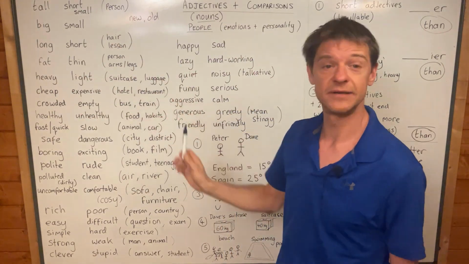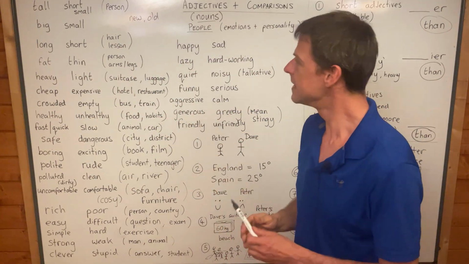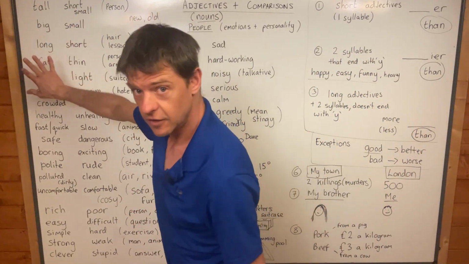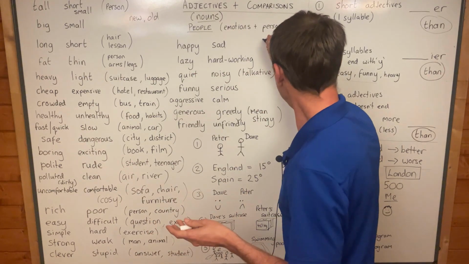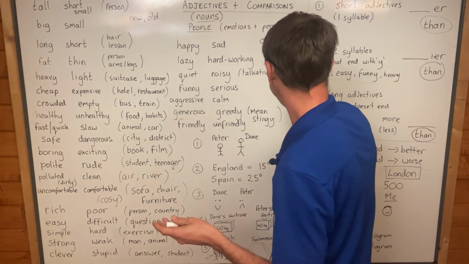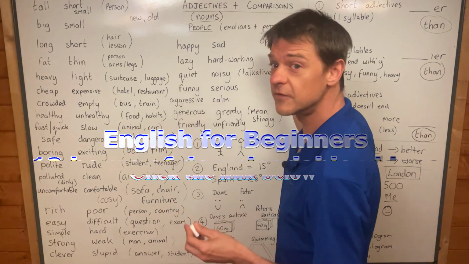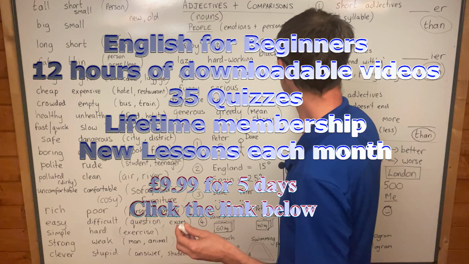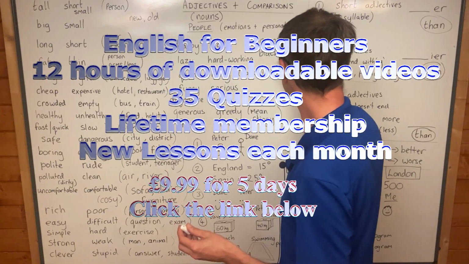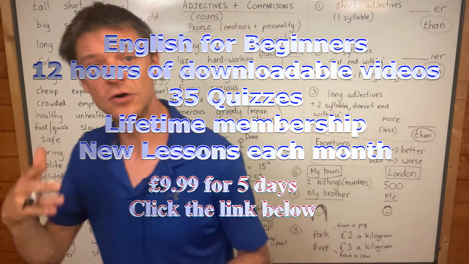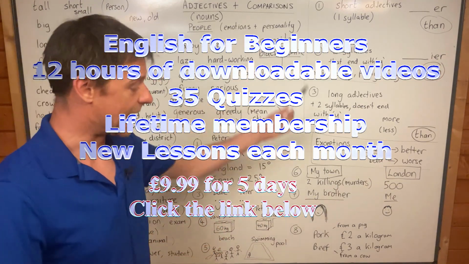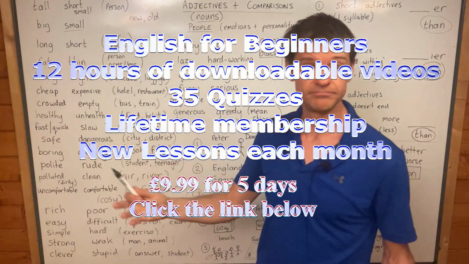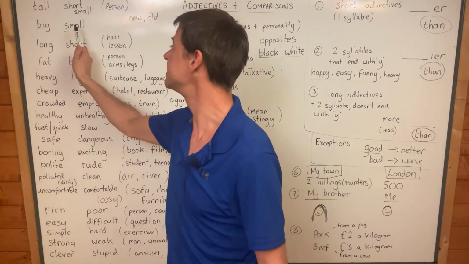Adjectives describe nouns. Okay, so we will learn opposites. For example, black is the opposite of white. And big is the opposite of small.